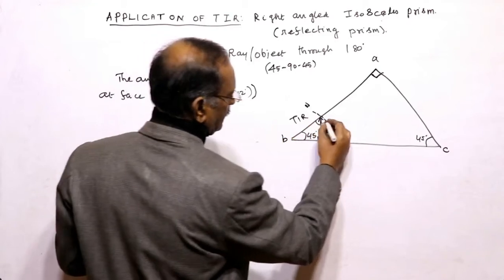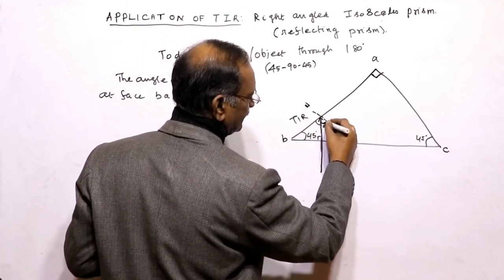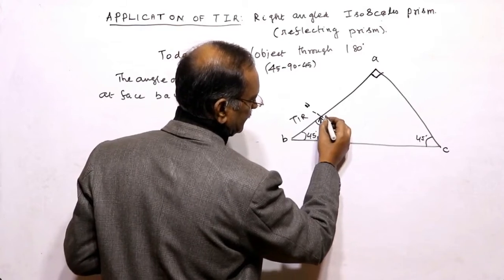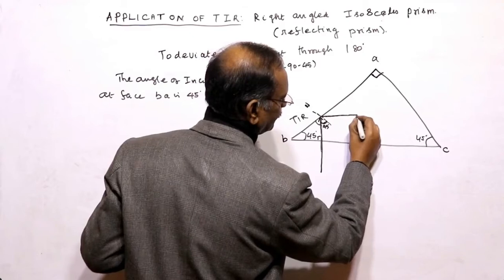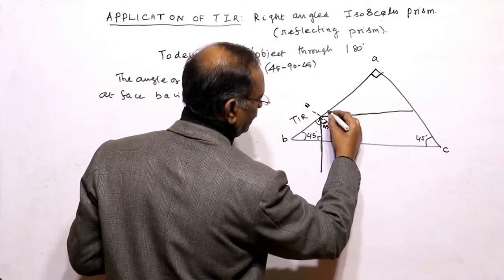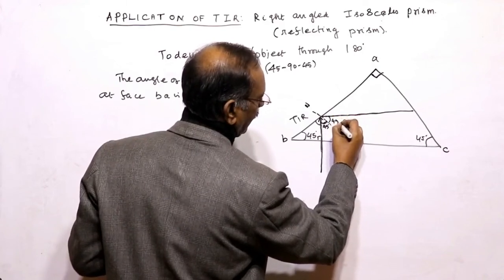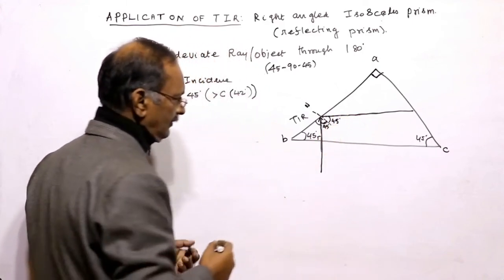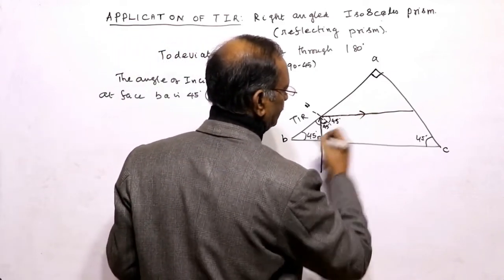It will undergo reflection. Whatever angle the incident ray makes with respect to the normal is called the angle of incidence. Exactly the same angle it will be reflected, because this is 45, this is 90 degree, this is 45. Whatever the angle of incidence, the same will be the angle of reflection. The ray goes this way.